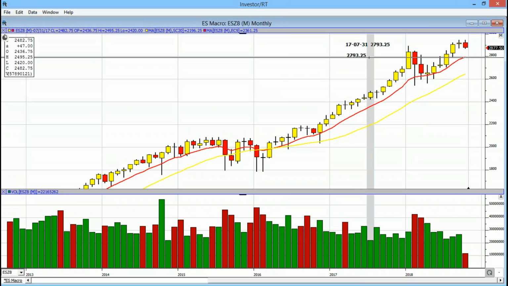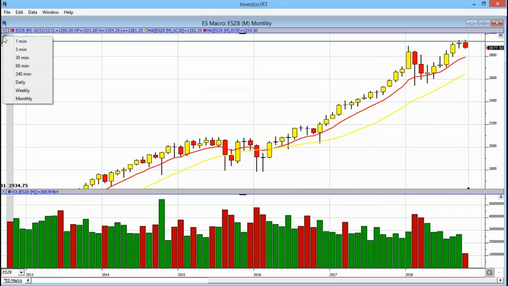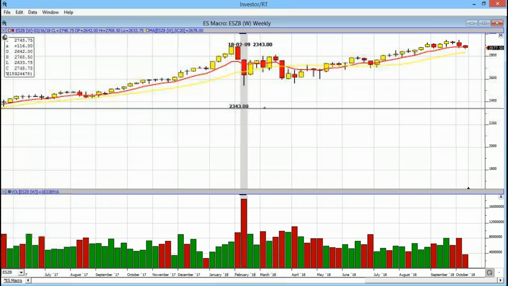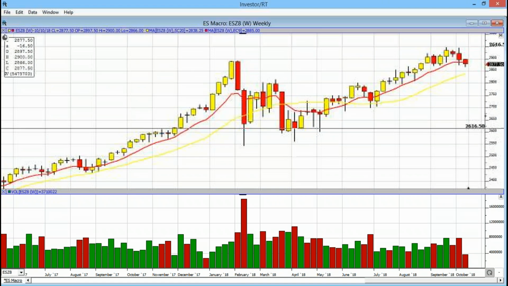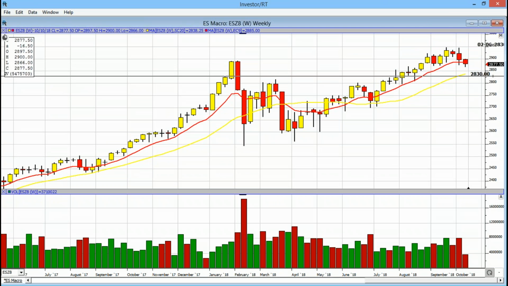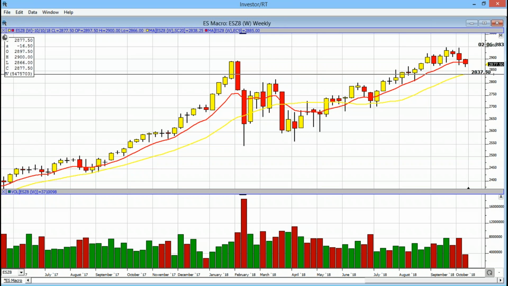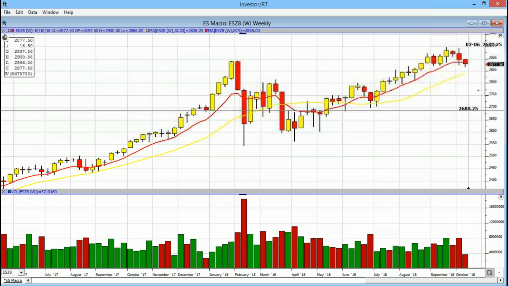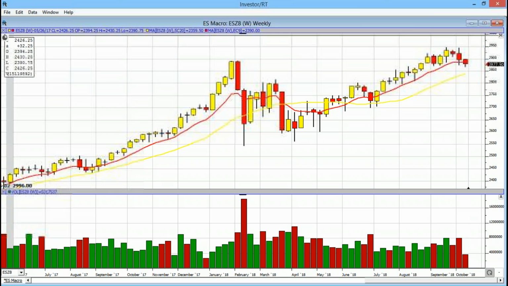Again, very important to note that we can pull back into the 2700s and still not violate the trend on the longer time frame. Now on the weekly, we are challenging the trend again. We're below the 9 right now, and to test the downside trend, the level would be 28.37 on the weekly. Below that, we've got a possibility of a trend change on the weekly.